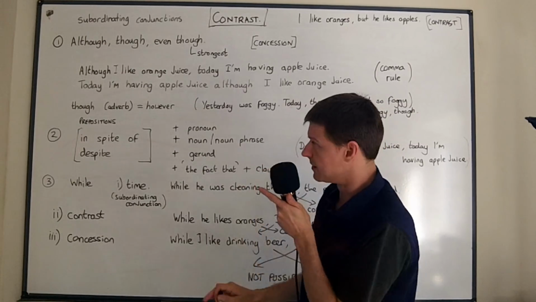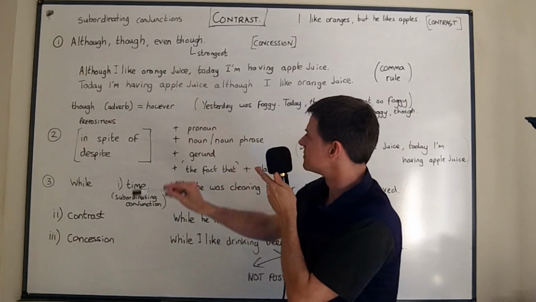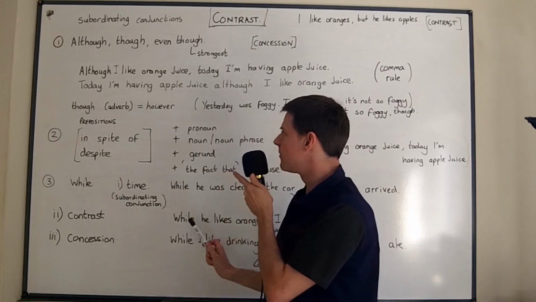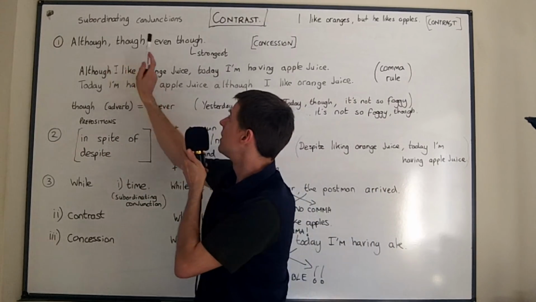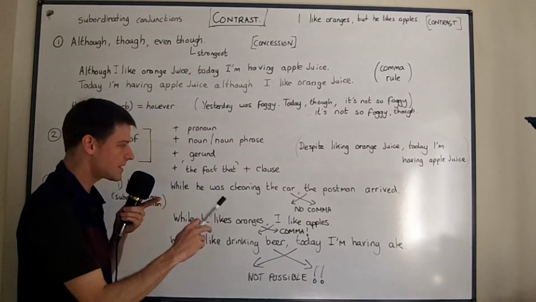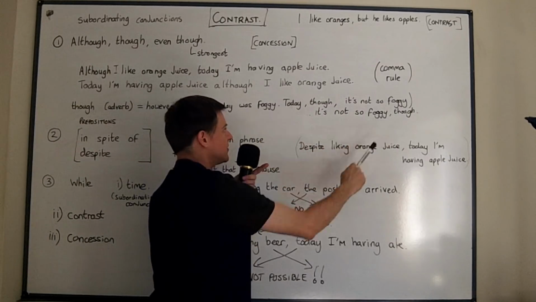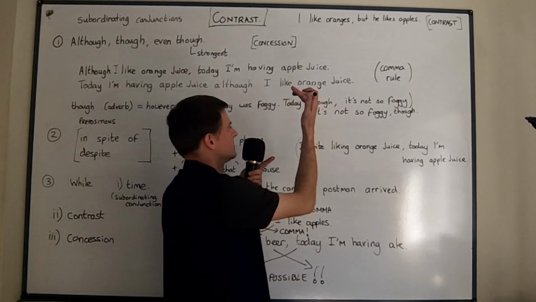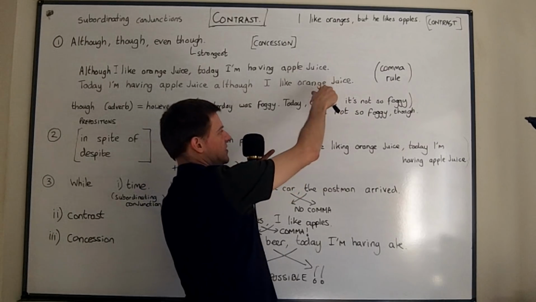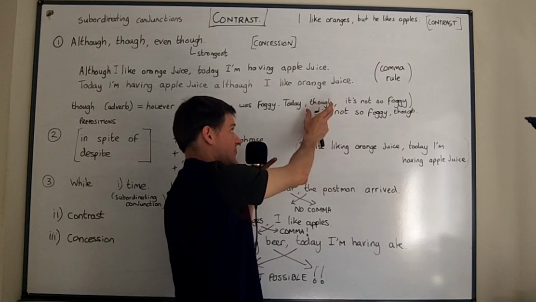Now it's not so simple, because though can be used differently than although and even though. Though can be used as an adverb, which means the same as however, but although and even though cannot be used like this. And so here's my example. Yesterday was foggy. Today, though, it's not so foggy. So we're saying, however, today it's not so foggy. And we would break it off with two commas here because it's kind of coming in as an afterthought in the middle of a sentence. So we separate it with two commas.